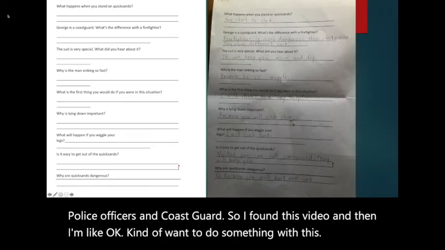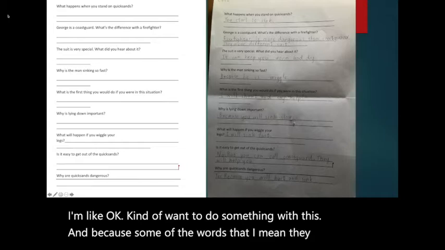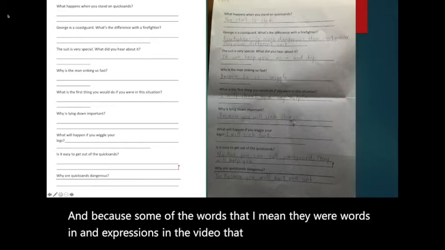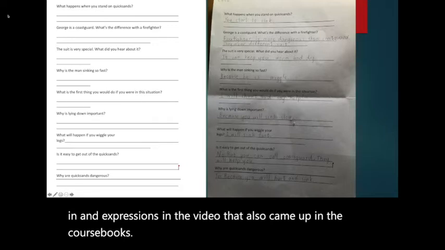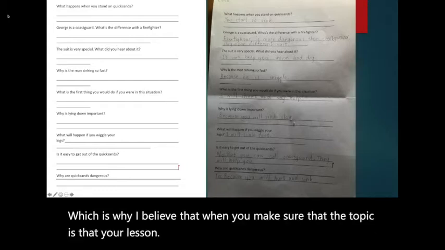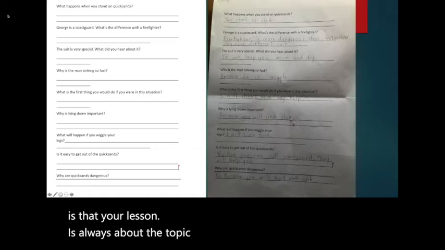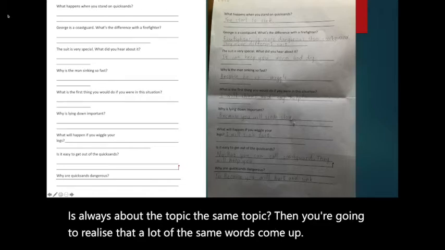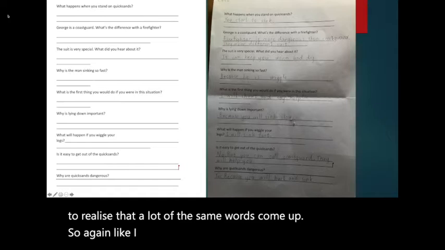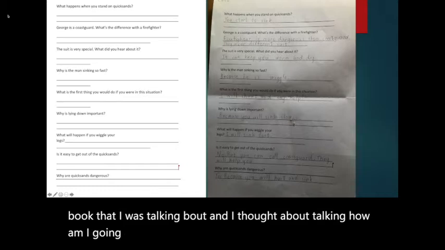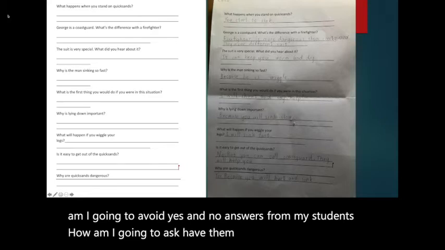And because there were words and expressions in the video that also came up in the course book, I believe that when you make sure that your lesson is always about the same topic, then you're going to realize that a lot of the same words come up. So again, I wrote my own worksheet using the science book that I was talking about, and I thought about, okay, how am I going to avoid yes and no answers from my students? How am I going to have them give me longer answers?